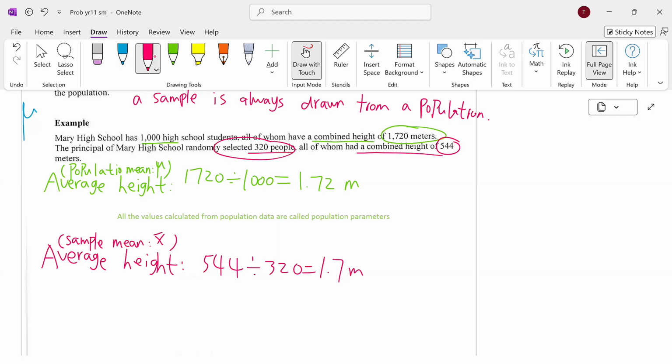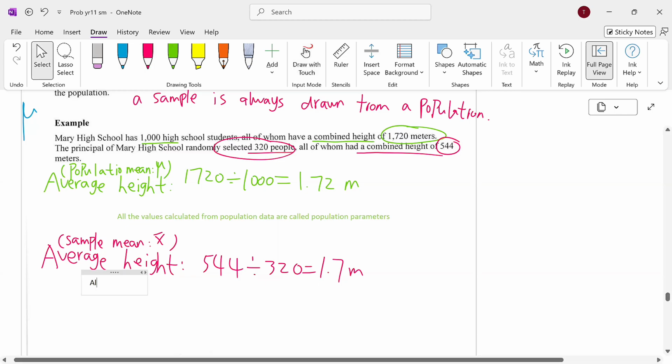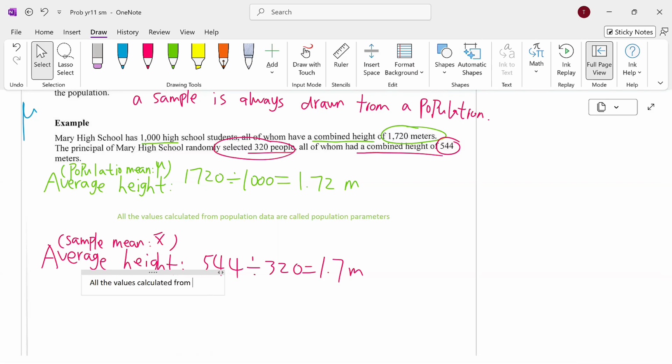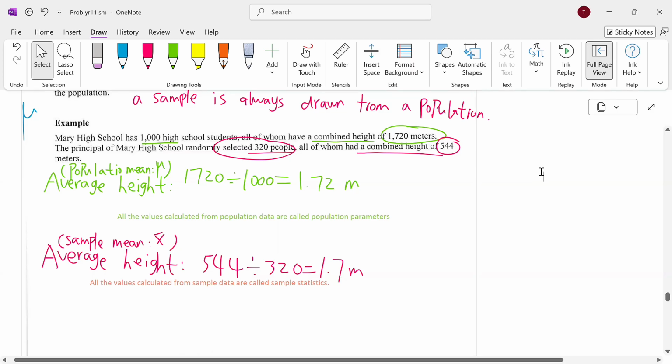Okay, etc. You have sample. All the values calculated from sample data are called sample statistics. We use different phrases. If your teacher asks you to collect some statistics, there must be some sample. If your teacher asks you to grab some data with parameters, population parameters, we never say sample parameters, right? So be careful with this terminology.